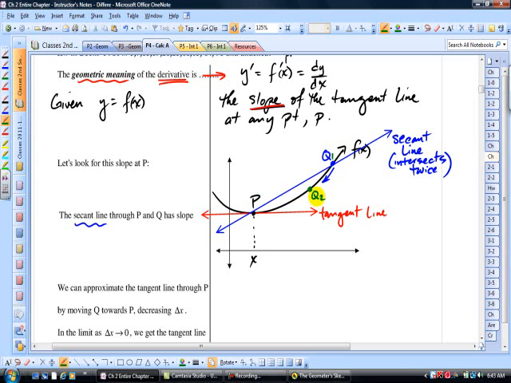The second secant line through Q2 would look like this. Okay, so let's draw that. It has to run through P and Q2, so it would be approximately here. Okay, it's not exact, but it's getting better.